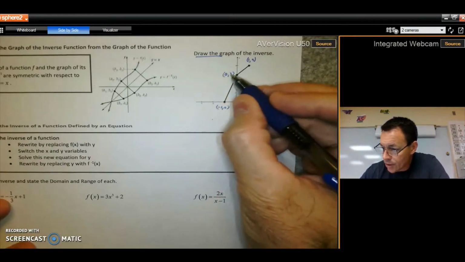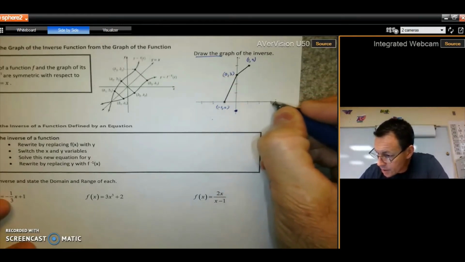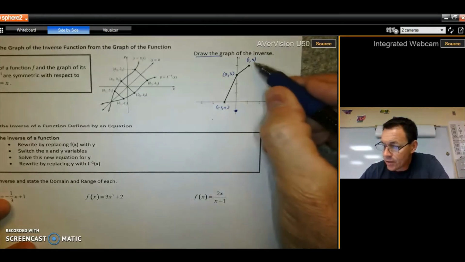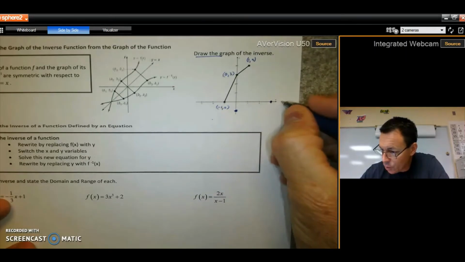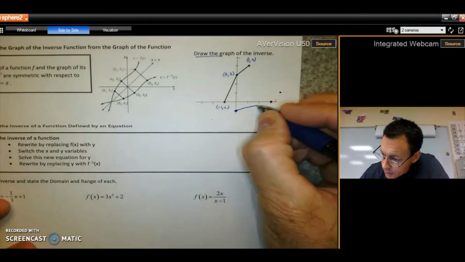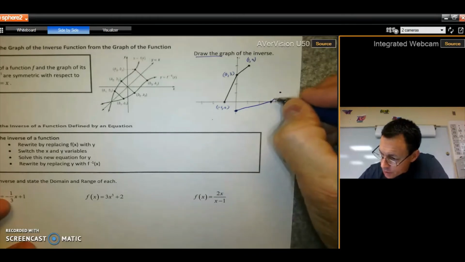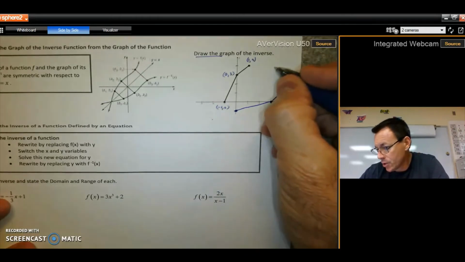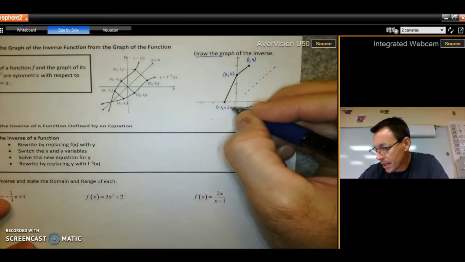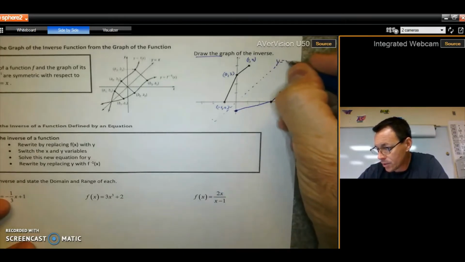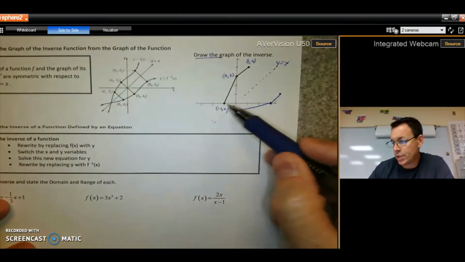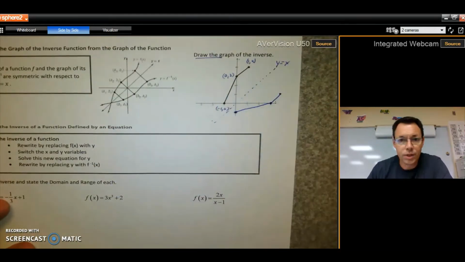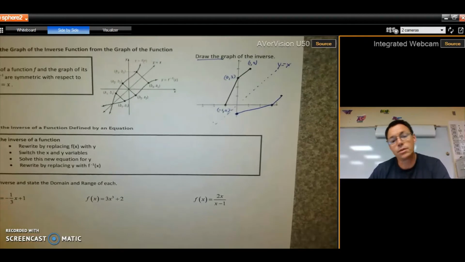You need to graph (3, 0): 1, 2, 3, 0, which is right here. And you'd have to graph (4, 1), which would be 1, 2, 3. We'll approximate 4 out here, and then we'll go up 1. Okay, and so we would get this little picture, which again, if we drew this little imaginary line, y equals x, it's symmetric across that. These points just get flipped over to here. So for a graph, that's what you do.